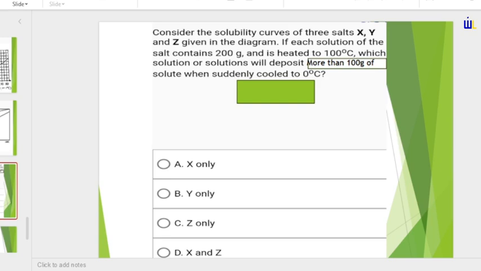Stand up. I want you to grab this thing. So let's continue. Now listen. Let's come back to the question. The question says heated to 100 degrees, so 200 gram at 100 degrees. They now said which solution or solutions will deposit more than 100 gram of solute when it is cooled to 0 degrees. So let's go back to our drawing board.